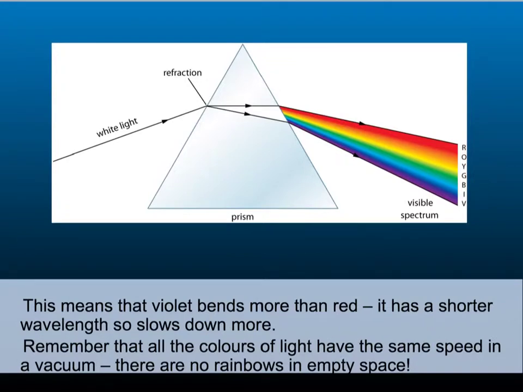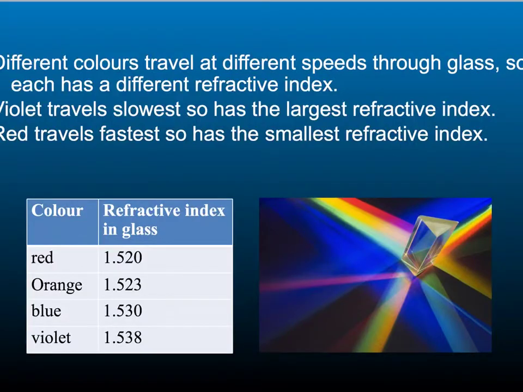This means that the violet light bends more than the red light. It's got a shorter wavelength, so it slows down more. Remember though, that all the colours of light have the same speed in a vacuum. There are no rainbows in empty space.